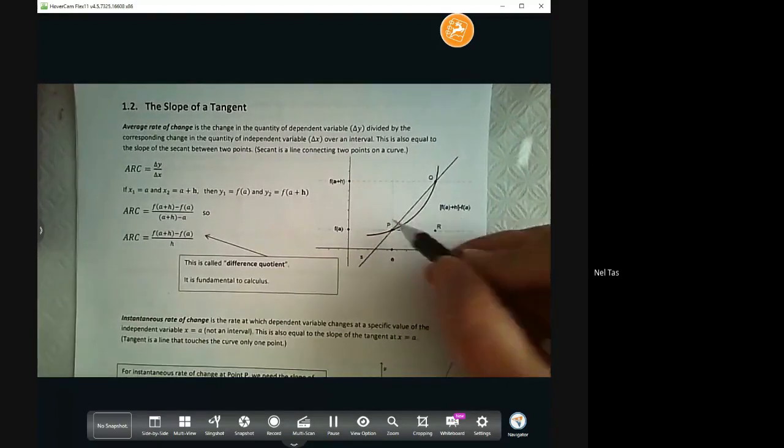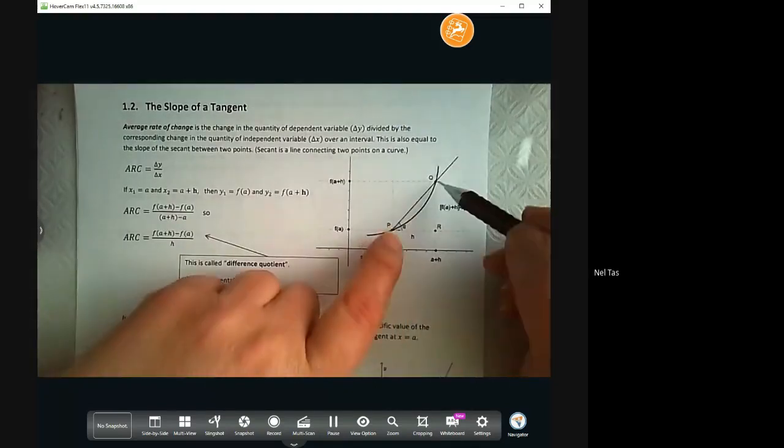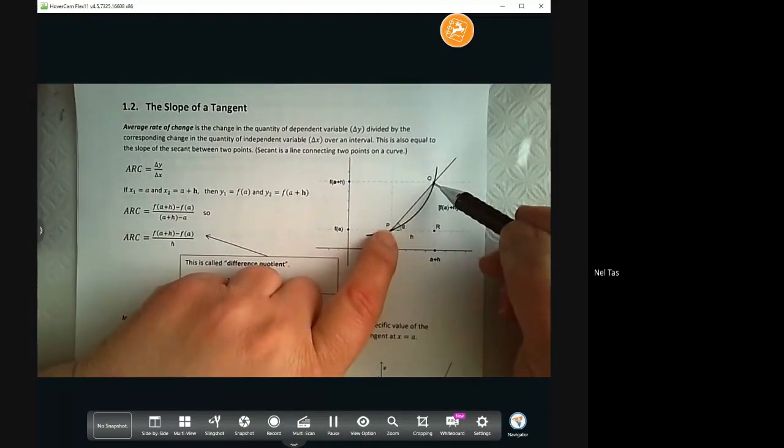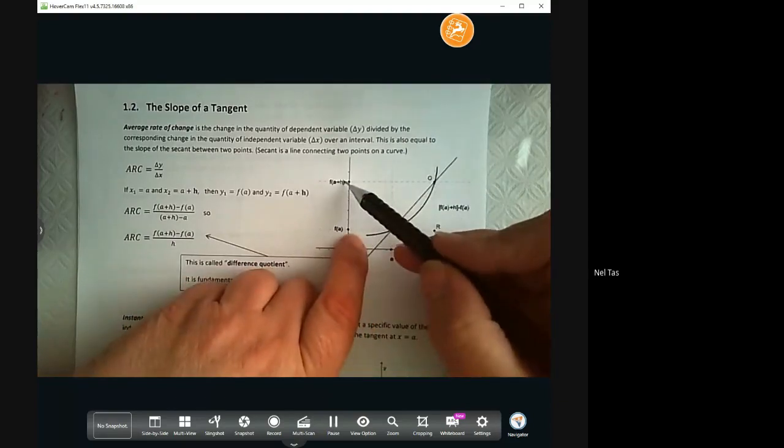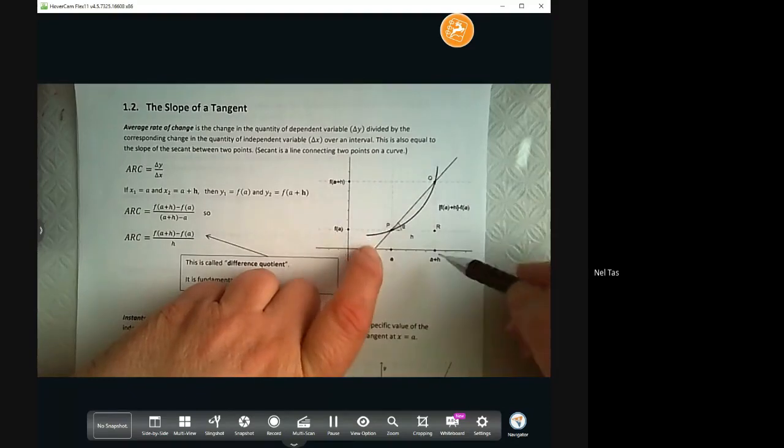So when you're calculating the average rate of change, that is the same as the slope of this secant. And you know how to calculate the slope of the secant from grade 9. So you do y2 minus y1 over x2 minus x1. So basically you take the difference between the y coordinates and you divide it by the difference of the x coordinates.